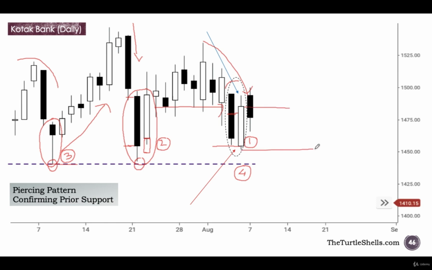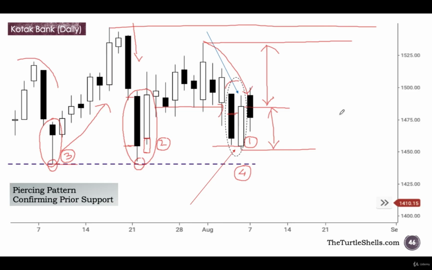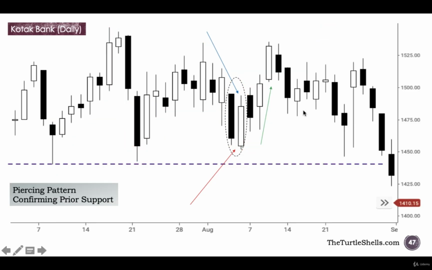However, the only negative here is the reward to risk. Probably we'll have to keep our reward here. So that's our reward, that's our risk, which is less than 2:1. If we aim for here, probably that's a good reward to risk. But in this case, the only negative is the reward to risk of the trade. In this case, this target was achieved, but the reward to risk was low on that trade. Okay, so that's how a piercing pattern confirms prior support. So these are prior support areas.